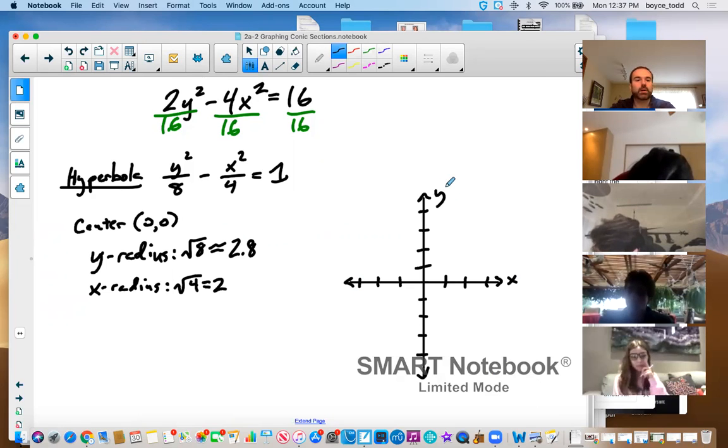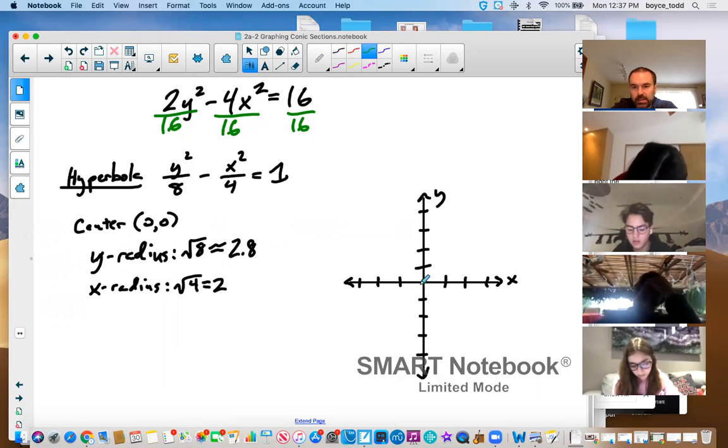Okay, so my center, I know, is at 0, 0. If it was centered somewhere else, you would just count up from there. But for the purpose of our class, we're just going to center them at 0, 0. So I'm going to go up 2.8, down 2.8, over 2 in the x direction, and over 2 in the negative x direction.